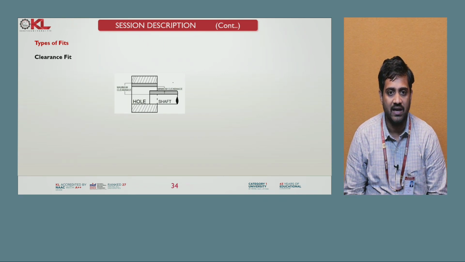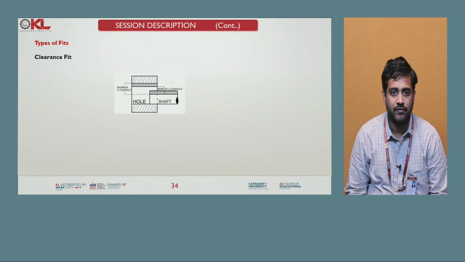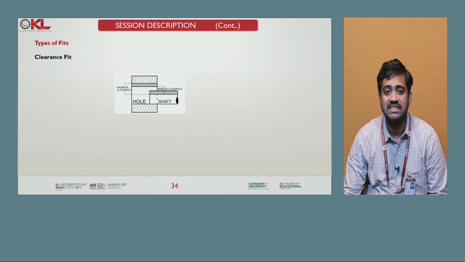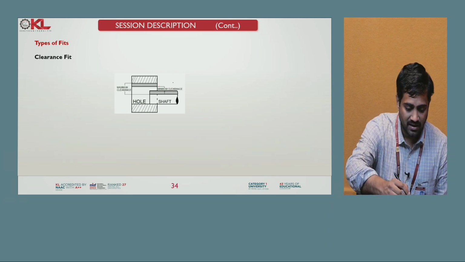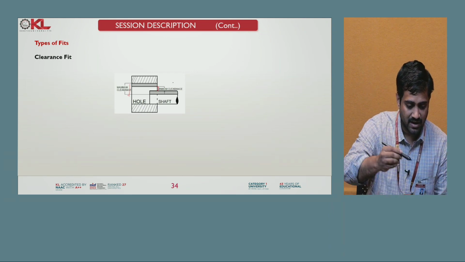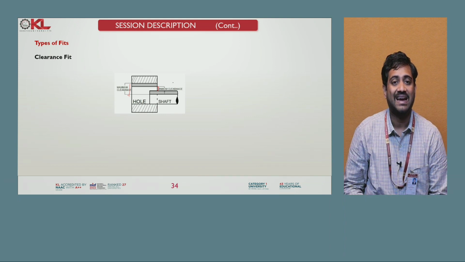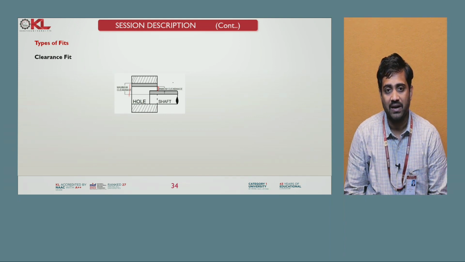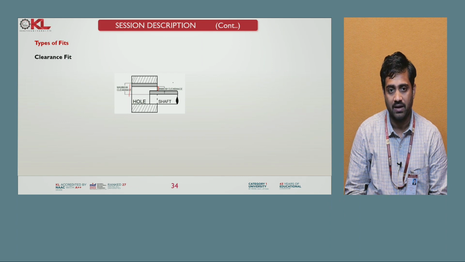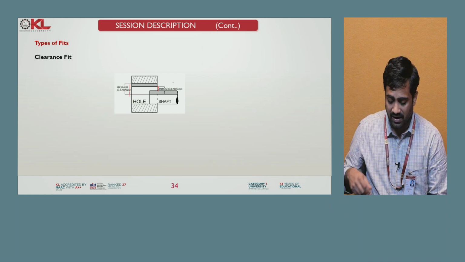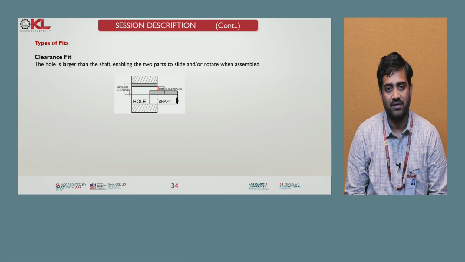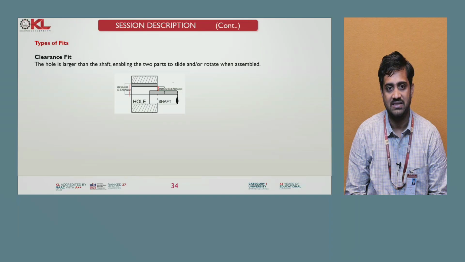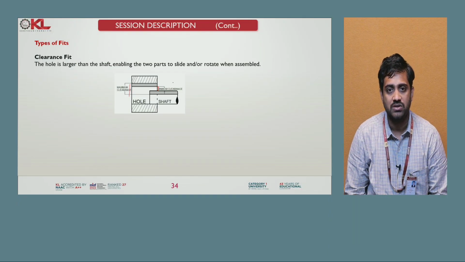I am showing one figure here. You can see the clearance fit means whenever the shaft diameter is less than the hole diameter, you can see some clearance here. This is minimum clearance, this is maximum clearance. This type of fit is called clearance fit. Shaft diameter is lesser than the hole diameter. Here the hole diameter is large and the shaft diameter is less. The hole is larger than the shaft. The shaft diameter is less, enabling the two parts to slide.